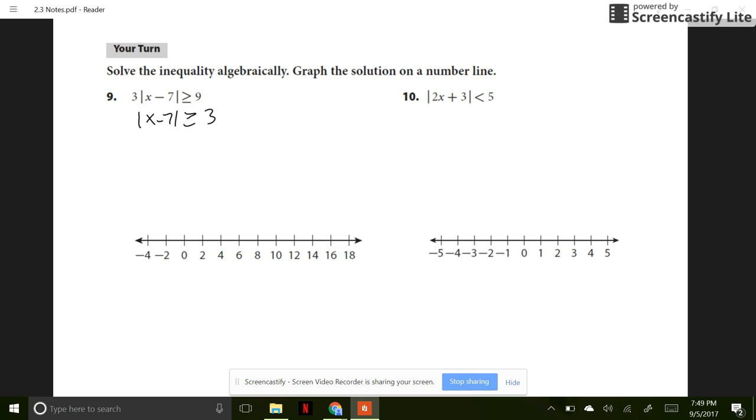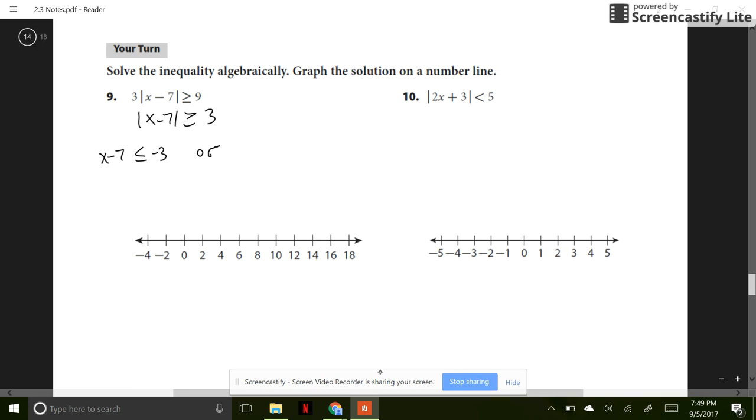Now, since it's greater than, we're going to have to split it up. We'll say that x minus 7 is less than or equal to negative 3, because we want those big negative values, or x minus 7 is greater than or equal to positive 3. That'll give us the big positive values. So working on the left over here, we'll add 7 to get that x is less than or equal to 4. On the right, we'll add 7 to get that x is greater than or equal to 10.